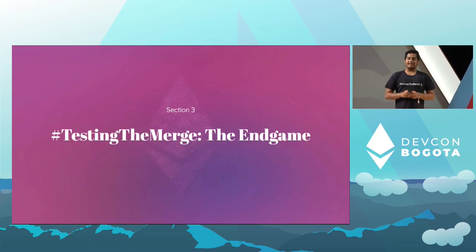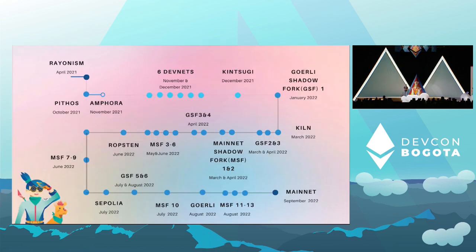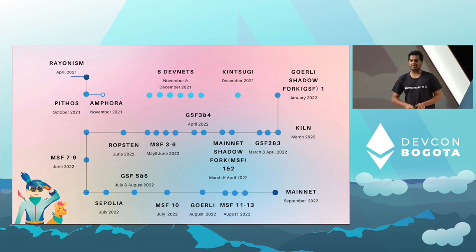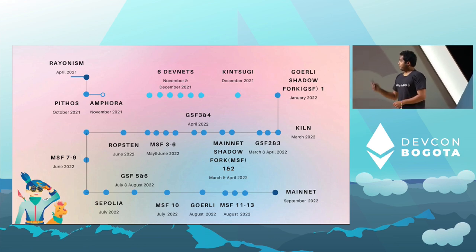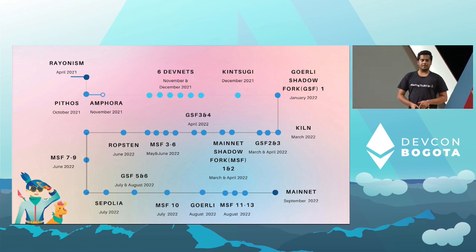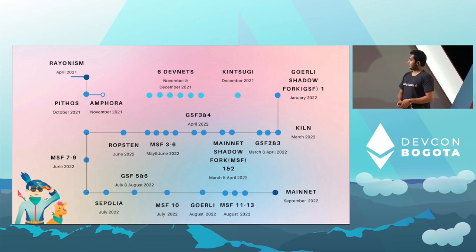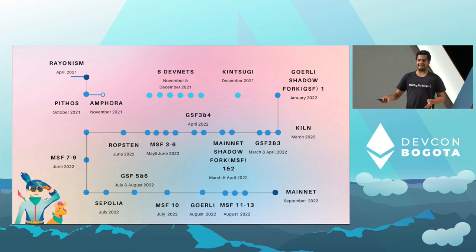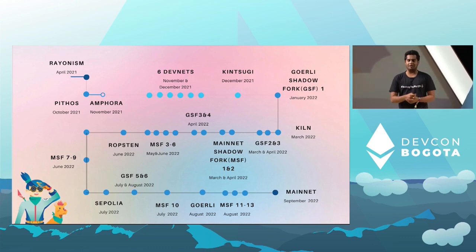And the end game, what did we actually do? It was really hard to find a graph that actually fit all the testnets we had. That's how many. We started off in April of 2021 with Rayonism, and since then we've had four public testnets that anyone could permissionlessly join into. We had six devnets meant for all the client teams. We had five Gully Shadow Forks, and in the end, 13 mainnet Shadow Forks. And after all of this, we had three testnet forks, and only then we hit mainnet. So the whole number of just testing hours in the merge is insane. I'm quite sure if we added it all up, it would be at least a couple 10,000 hours put into this.